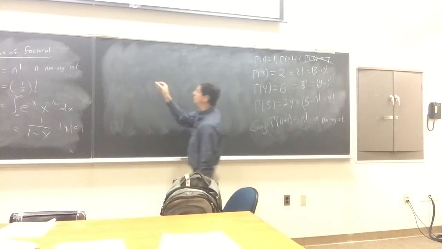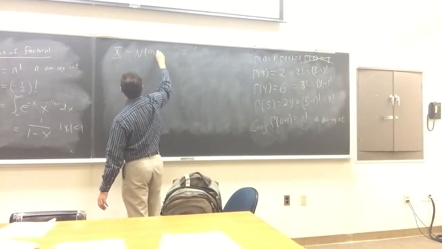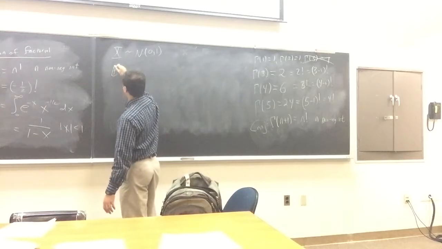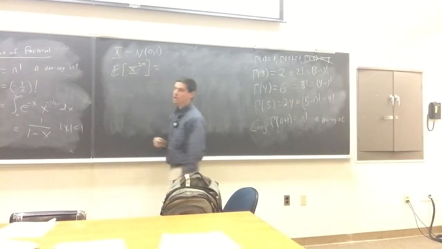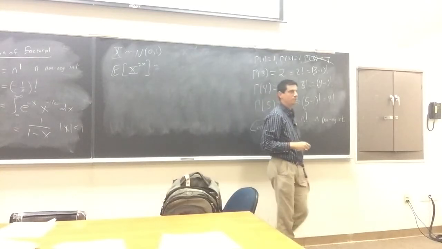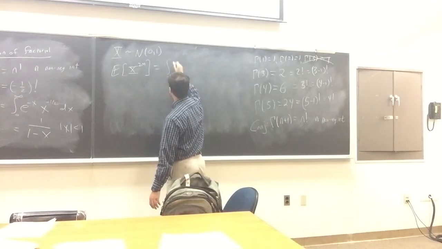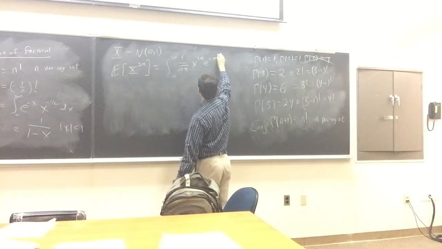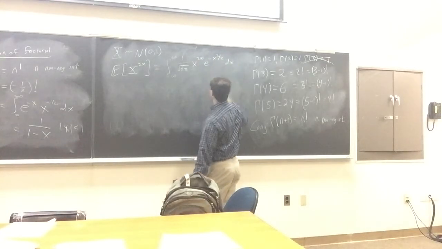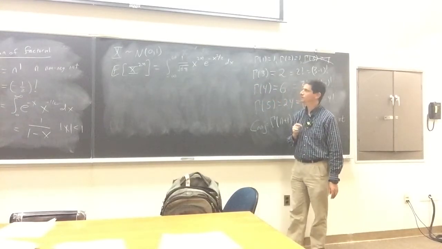Okay, let's say X is normal with mean 0 and variance 1, and I want to calculate the 2m-th moment. I'm not going to bother calculating the odd moments because the odd moments will just be 0. This is the integral from minus infinity to infinity of 1 over square root of 2 pi, x to the 2m, e to the negative x squared over 2 dx.